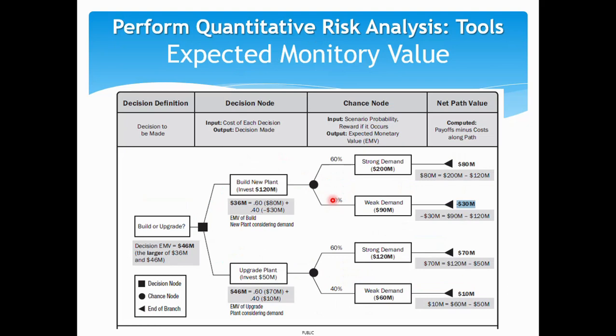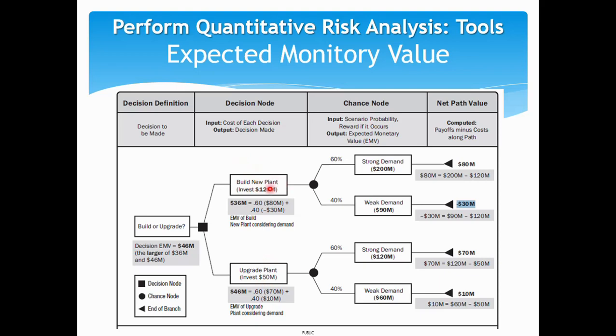A textbook example is where you calculate the expected monetary value in a decision tree. I don't know whether you've done this in your previous study. Say you are about to take a decision, a hypothetical example, whether to build a new plant or upgrade the plant. To build a new plant you have to invest $120 million, and for upgrading, $50 million.